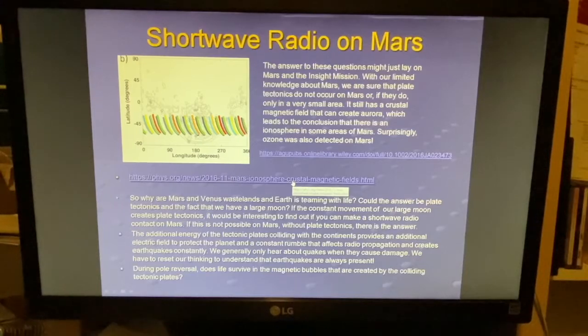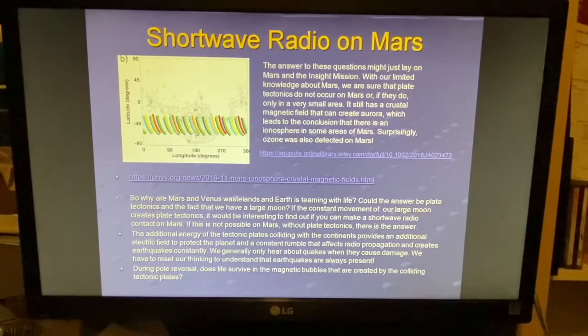on Mars. The difference between Mars and the Earth is that the Earth has a big moon, and the big moon drives most of the plate tectonics, and plate tectonics drive the electromagnetic fields coming out of the ground that create a lot of the propagation that we see when the sun is not active. So all the additional energy that the plates create has a lot of effect on the ionosphere, and that provides us with the propagation that we see.